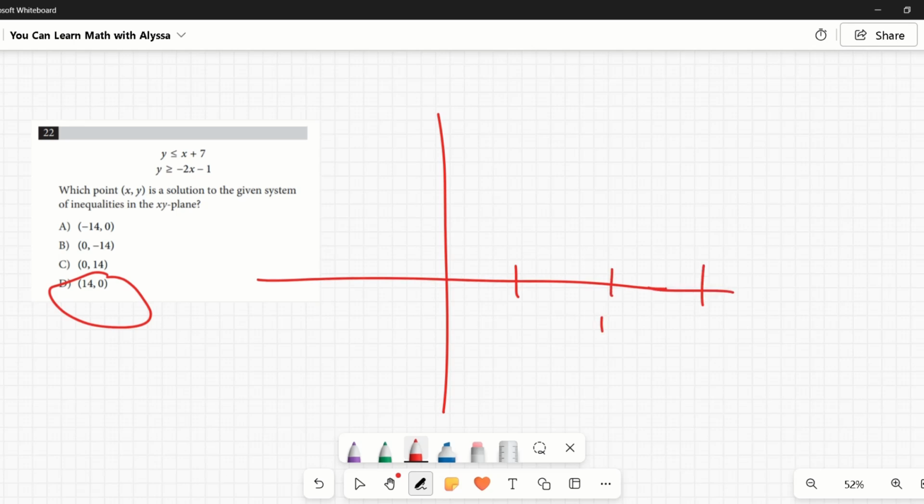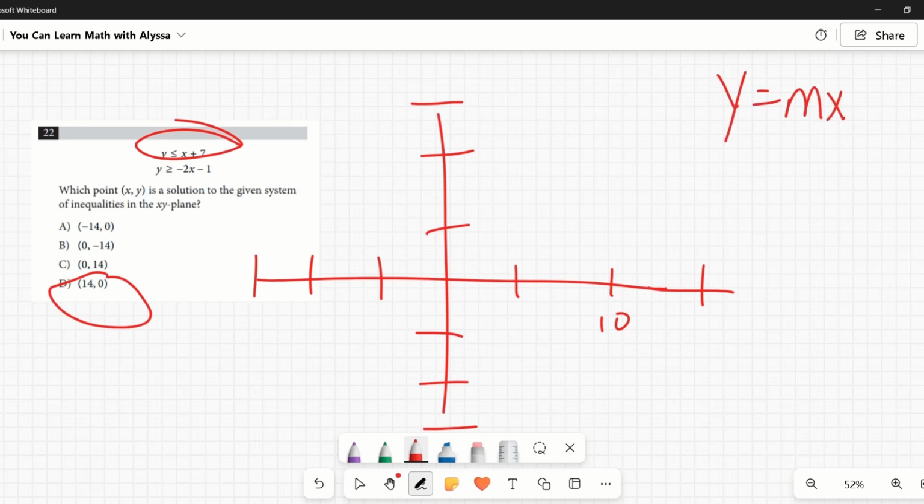So I'm doing this to represent 5, 10, 15, 5, 10, 15, negative 5, negative 10, negative 15, negative 5, negative 10, negative 15. And this is not to scale, but it's going to give me a quick idea. So if I'm sketching this out, y is less than or equal to x plus 7, I know my y equals mx plus b formula is very close to it. I know it's an inequality, but we start by graphing the line as if it was just a regular line. In this case, m is the slope, b is the y-intercept.